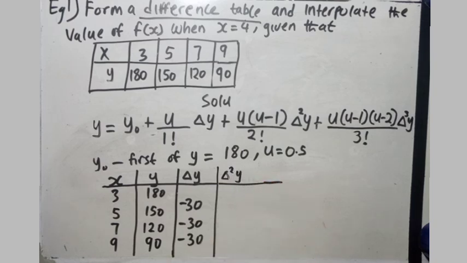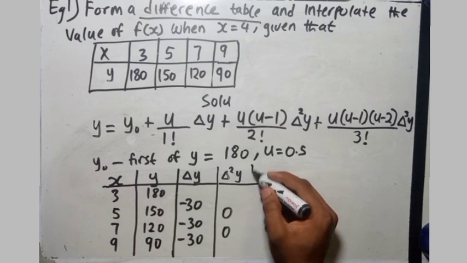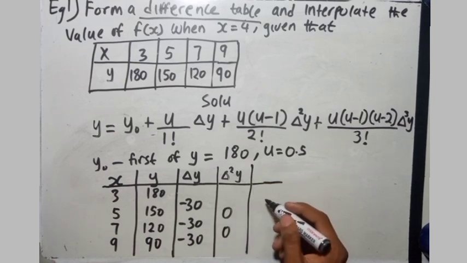the second change in y, we're going to be having 30 minus 30 minus 30, which will definitely give us what? Minus 30 minus minus 30, which is written as minus 30 plus 30, which is 0. Minus 30 minus minus 30 is written as minus 30 plus 30, which gives us 0. Now that is for our second change in y.